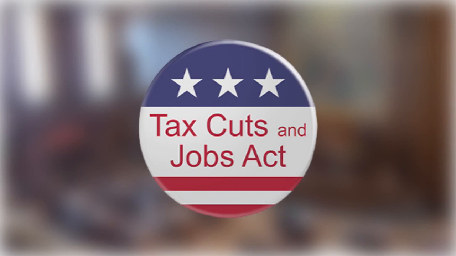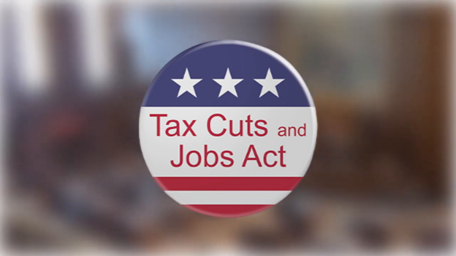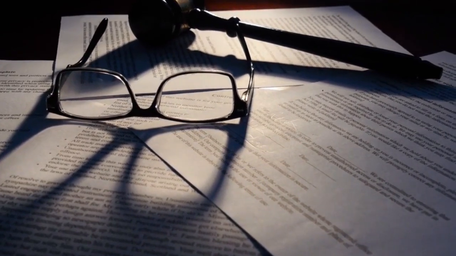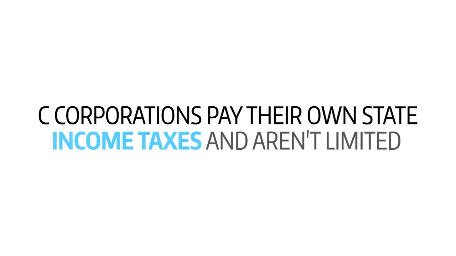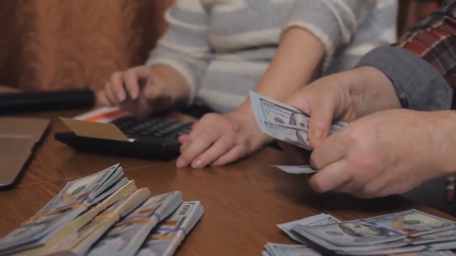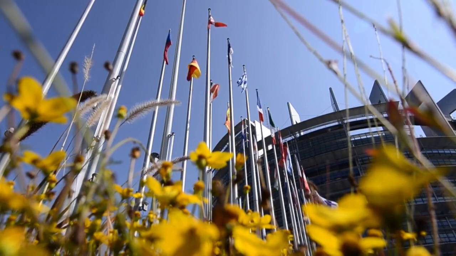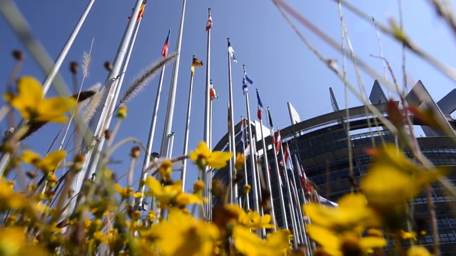The 2018 Tax Cuts and Jobs Act gives C businesses additional perks. This law limits taxpayers' ability to subtract state-imposed income taxes. C corporations pay their own state income taxes and aren't limited. Therefore, they're more appealing in high-tax jurisdictions. States are still responding to the new legislation, so alternatives may develop.